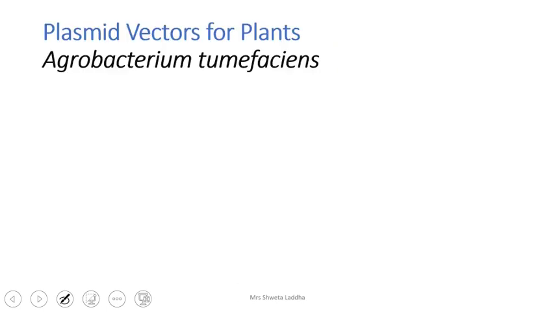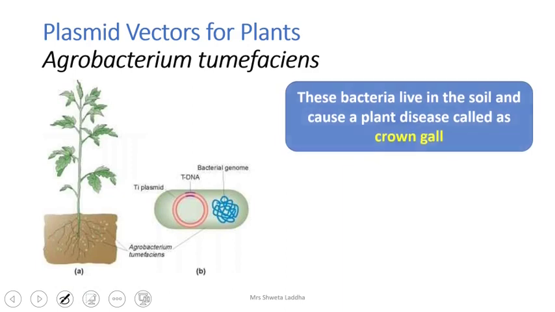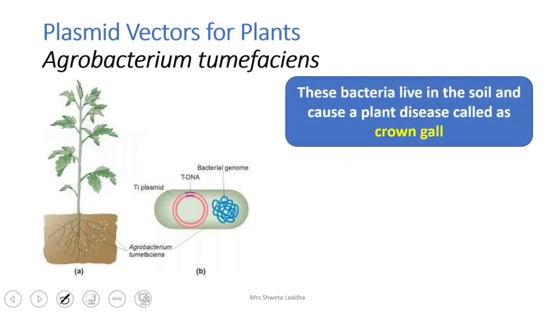Now we will see how plasmid vectors are there in plants. Naturally also there are some plasmid vectors which occur in plants. Let us see the example of Agrobacterium tumefaciens. These Agrobacterium tumefaciens are bacteria which live in soil. And this is the nucleoid. This blue color thing is the bacterial genome, meaning the nucleoid of the bacteria. This pink color thing is the plasmid.